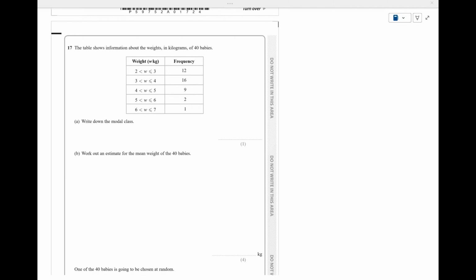Question 17. The table shows information about the weights in kilograms of 40 babies. Now, if there are 40 babies, then all those frequencies here should add up to 40, shouldn't they? So you can always check that. They do add up to 40. Write down the modal class, the most common class. The class with the highest frequency is between 3 and 4.